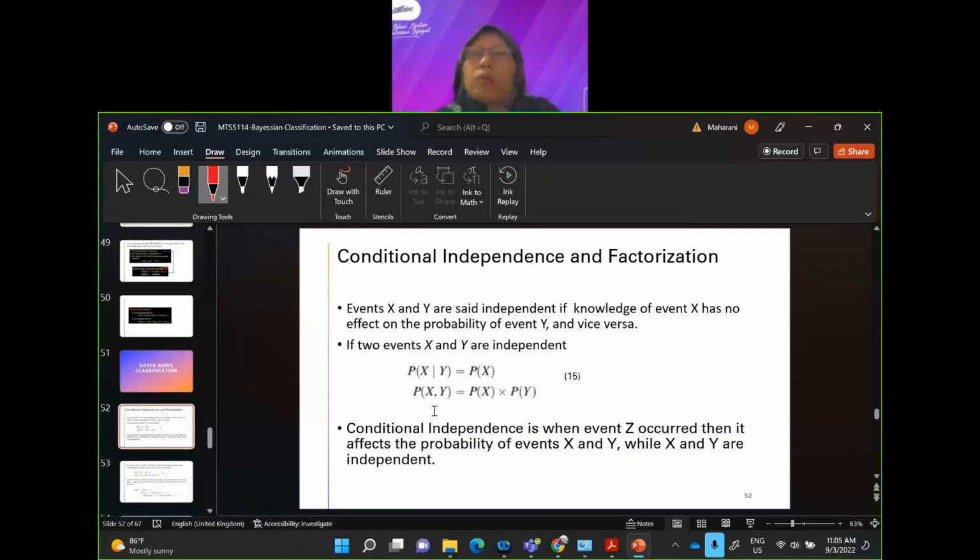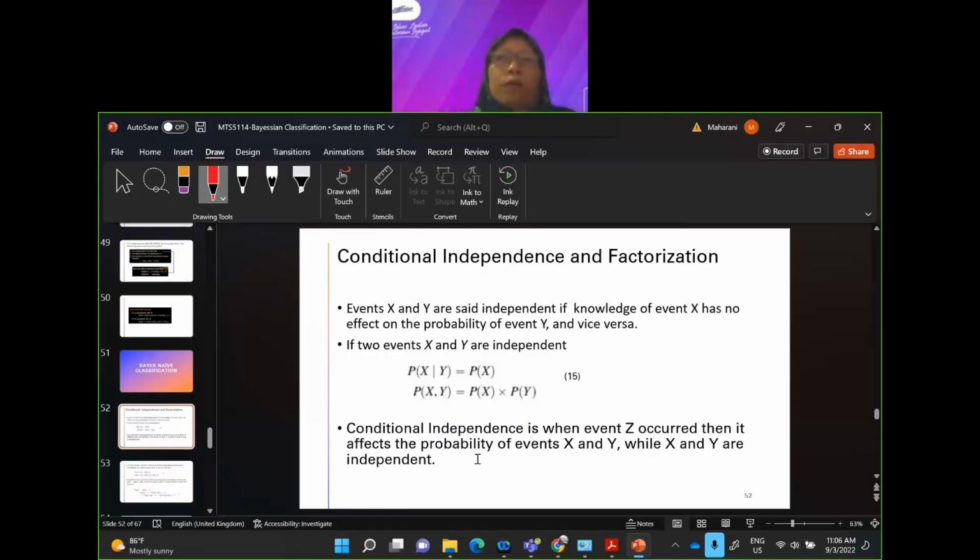So this is the mutual, the joint probability. If they're independent, this one happens. But if it doesn't hold independence, then we have another condition. But in reality, it's very rare to get features that are really independent.